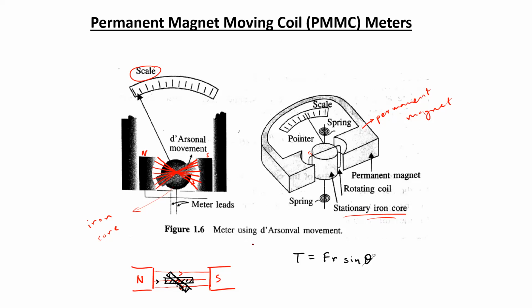Now, this sort of moving coil mechanism is often referred to as the d'Arsonval movement because this scientist was the first one to use this sort of moving mechanism in constructing electrical measuring devices. So after his name, this sort of moving mechanism is oftentimes referred to as the d'Arsonval movement.